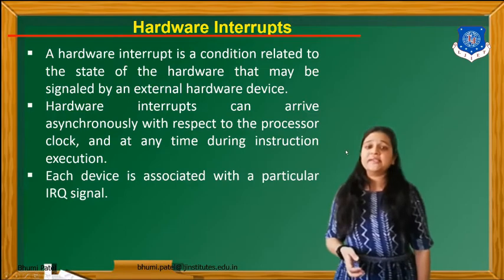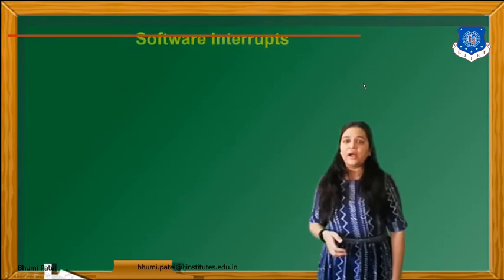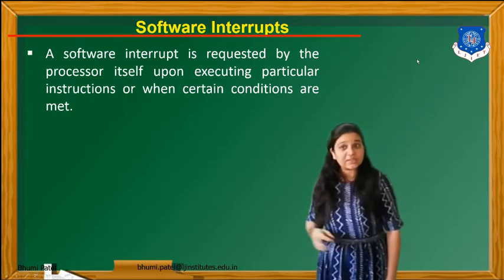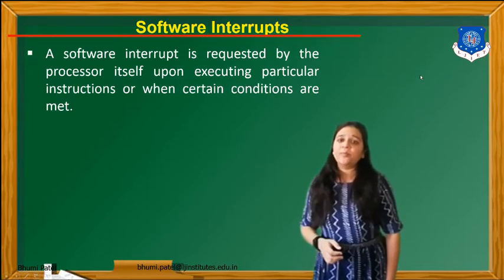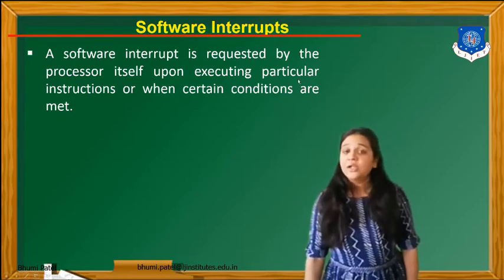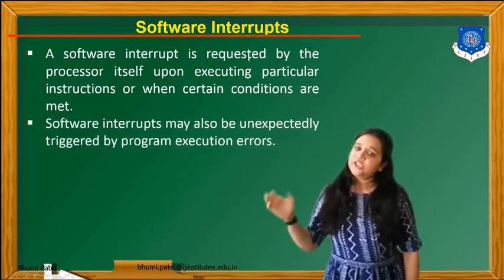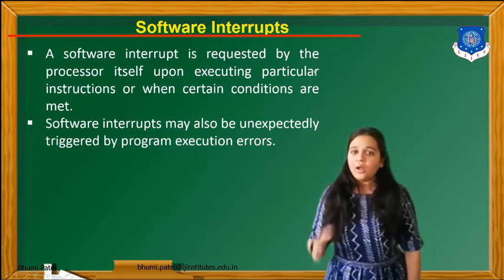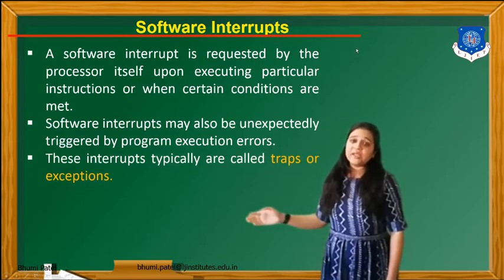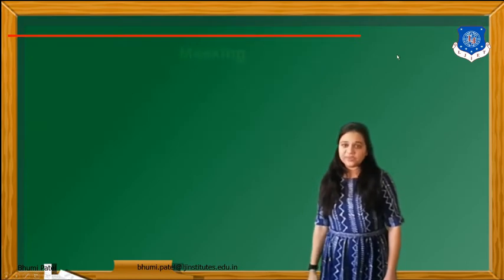Each device is associated with a particular IRQ signal. Now, a software interrupt is requested by the processor itself upon the execution of a particular instruction or when certain conditions are met. So a software interrupt is related to the processor and the execution of the instruction. It may also be unexpectedly triggered by the program execution. This type of interrupt is typically called a trap or an exception.